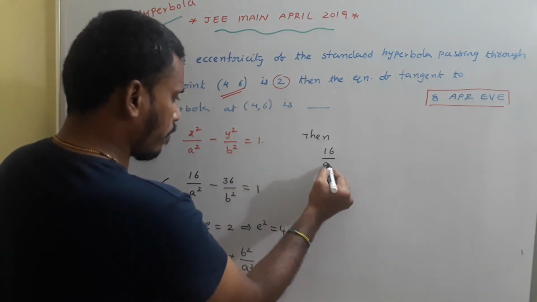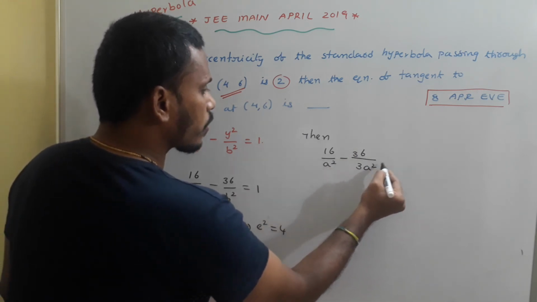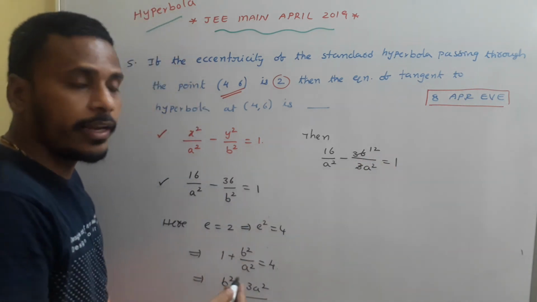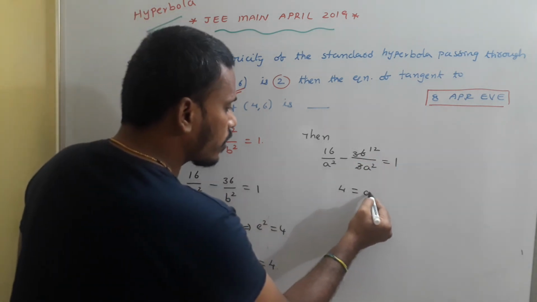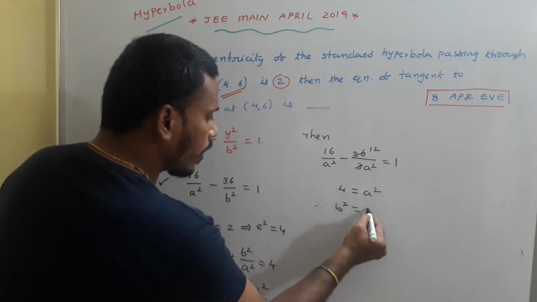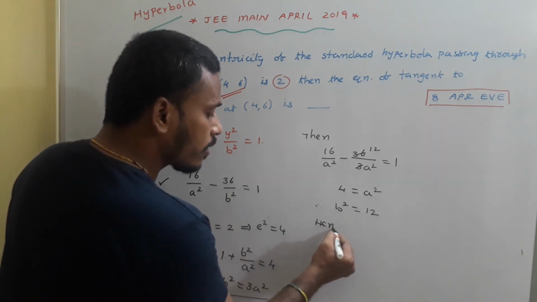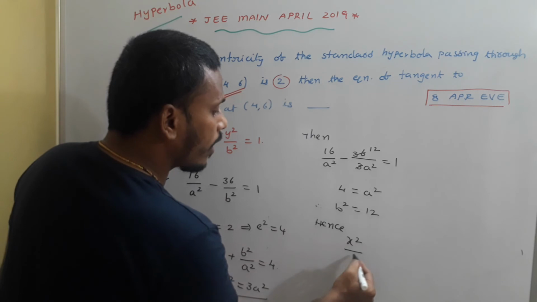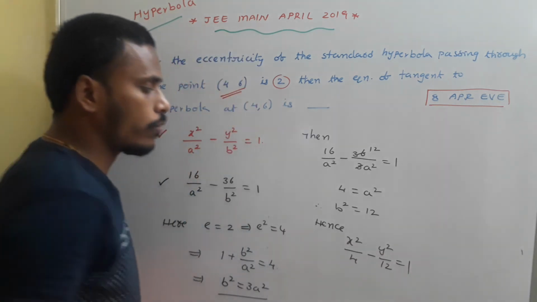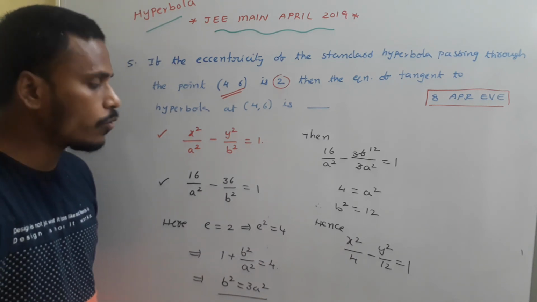Then 16/a² − 36/(3a²) = 1. So this is 3 twelves, right? 16 minus 12 is 4. So 4 = a². Since a² is 4, therefore b² = 12. So the required hyperbola is x²/4 − y²/12 = 1. What is it? x²/4 − y²/12 = 1.